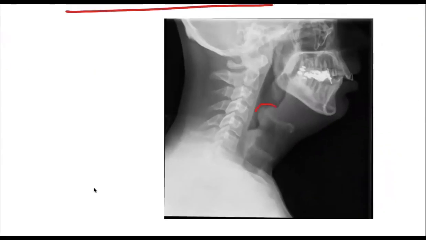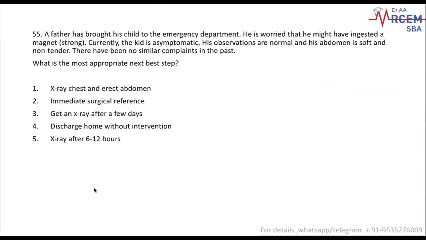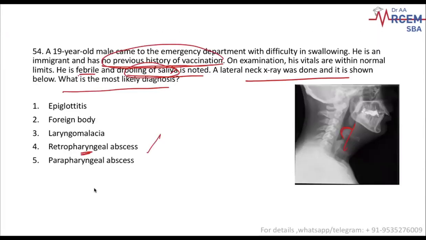X-ray: this is a thumbprint sign, classical. No vaccines again goes in favor of epiglottitis. Drooling of saliva also goes in favor of epiglottitis, which is not commonly seen in bacterial tracheitis. Bacterial tracheitis usually presents with a copious amount of sputum. Retropharyngeal abscess usually shows a soft tissue swelling on the lateral X-ray, so you can rule it out. Keeping all this in mind, it is a clear-cut diagnosis of epiglottitis because of the thumbprint sign.